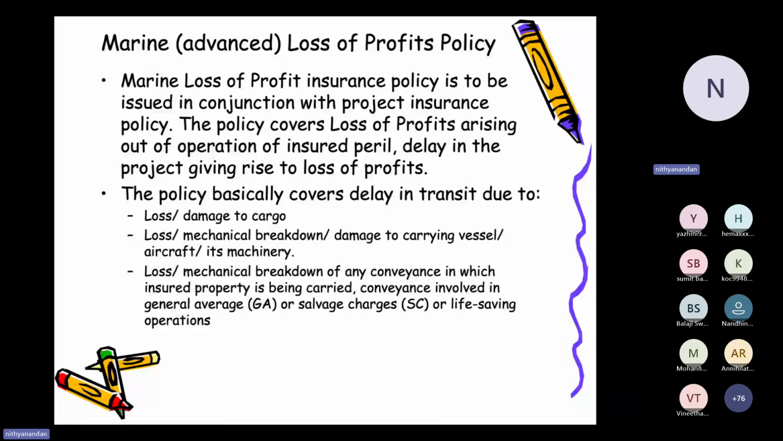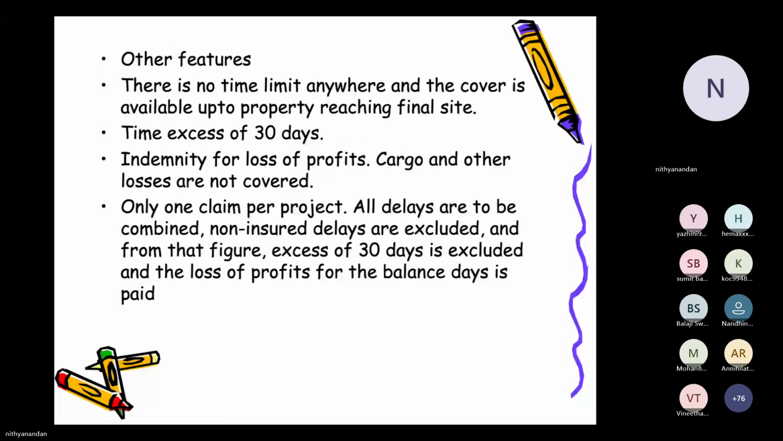Just imagine the machinery loss of profit also. In the same way, it is covering the losses happening during the transit period. Time excess is 30 days. You may be getting questions on this.